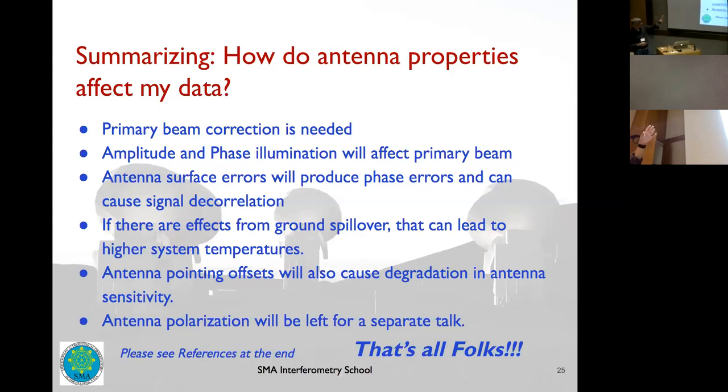And then there are other things that affect your data. If your illumination is not good and there are phase and amplitude errors, that will cause some degradation, some signal decorrelation. If there are effects from spillover, like looking at the ground, that can lead to higher system temperatures. If your pointing is not good, then you will have some loss in sensitivity. Then obviously there's antenna polarization. There will be a separate talk on that, and that's it. I have a list of references at the end, and if you have any questions, I'm happy to answer.